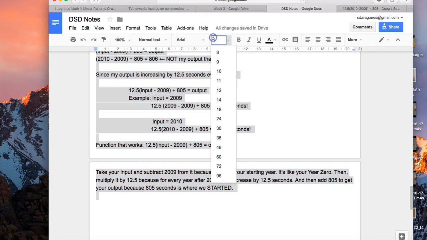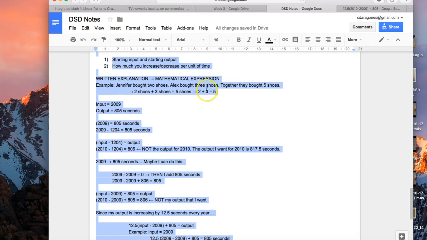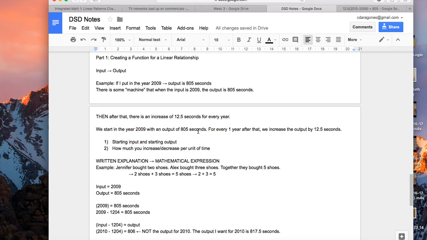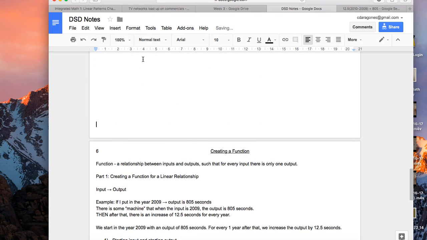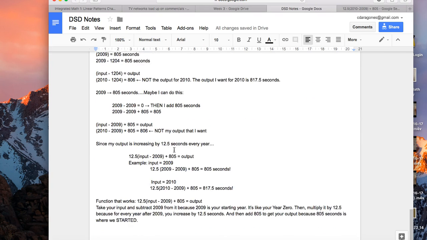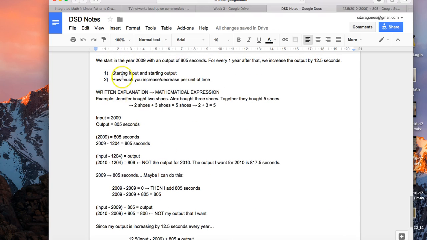So hopefully this kind of guess and check that I did with our information makes sense. I didn't get the correct function at first. I was just kind of guessing around to see what works. And that's okay if that's what you do as well. It's kind of try to experiment and see what works. But always take into account these two pieces of information. Where did you start and how much are you increasing or decreasing over time?